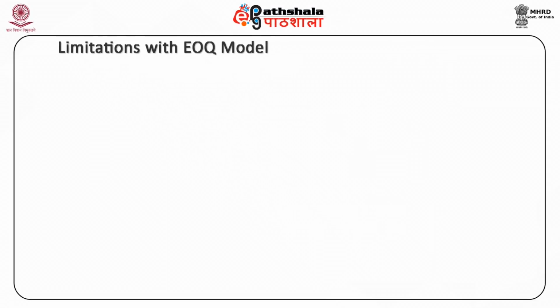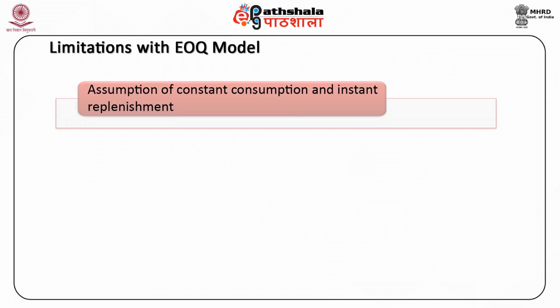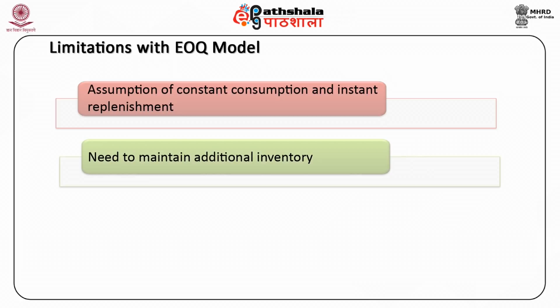Limitations with EOQ model are assumption of constant consumption and instant replenishment. This may not always hold true. The suppliers may take time to deliver inventories, which may take time to replenish the stocks, so the firm may need to maintain additional inventory. There might be unexpected demand for stocks. In order to meet the contingencies, the firm may have to maintain additional safety stocks.